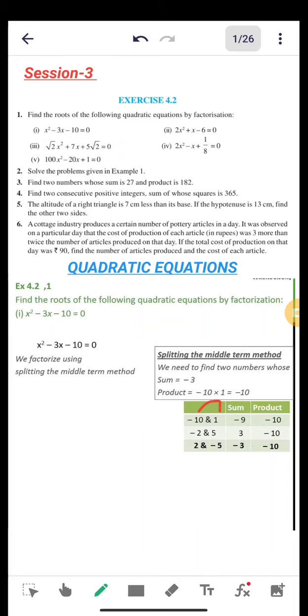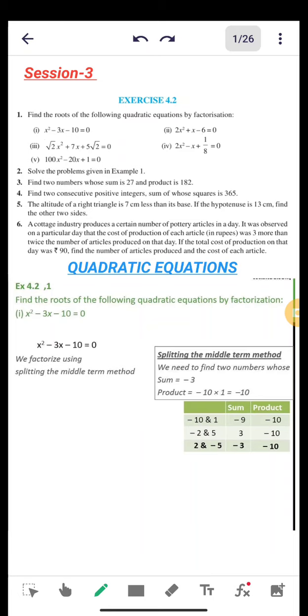Okay, minus 10 and 1 is giving me product minus 10, but it is not giving me minus 3 as sum. Minus 10 plus 1 is minus 9. Okay, so we can't take these factors. Then we'll see with minus 2 and 5. Minus 2 and 5 also can give me product minus 10, but when I add these I'll get plus 3. Okay, what I need is minus 3.